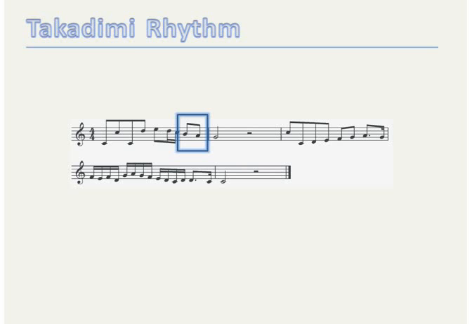Now, Takadimi certainly isn't the only way to learn rhythm. There are many other systems that use syllables, and of course many people have learned rhythm quite well with no system. But for many learners, Takadimi can help.